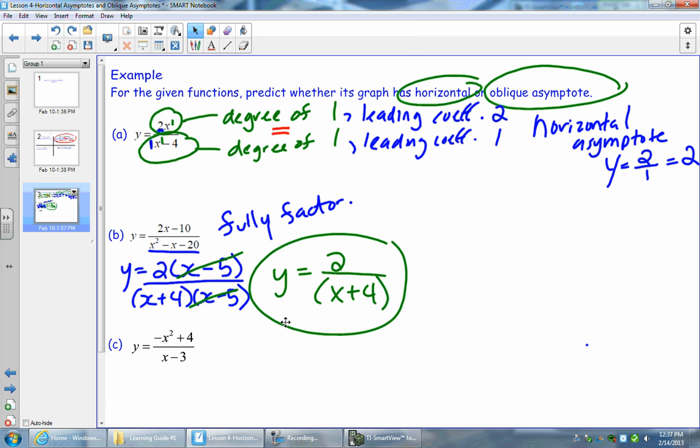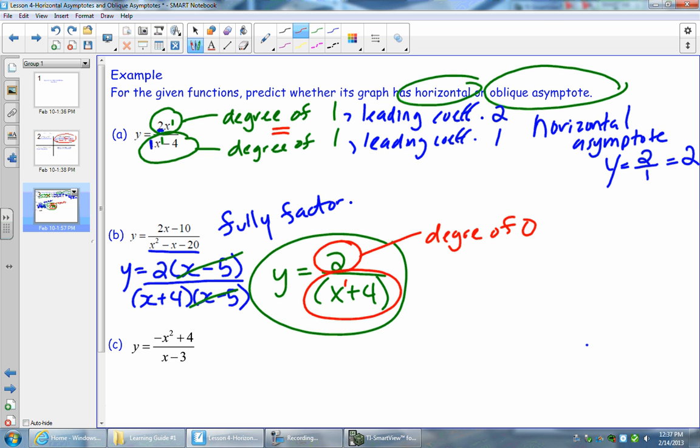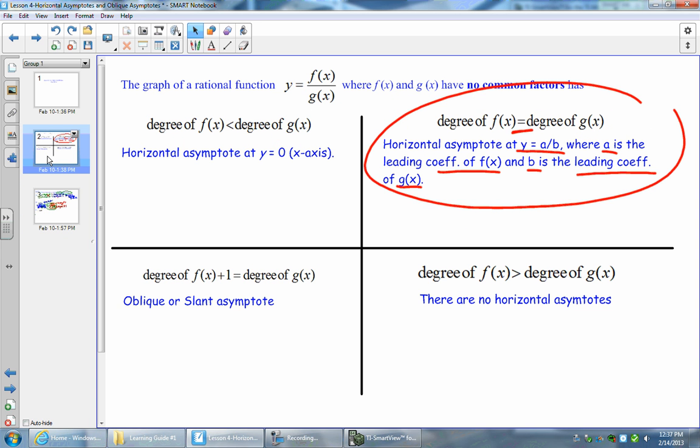The first thing we're going to look at is the degree of the numerator and the denominator. This 2 is a constant, so that means we have a degree of 0. Constant terms have a degree of 0. Now at the bottom, it's a different story. The power on that x is 1, so we have a degree of 1. If we take a look at the degrees here, 0 is less than 1. So the degree of the numerator is less than the degree of the denominator. Go back to the slide. Which case does it match here? It matches this case right here.